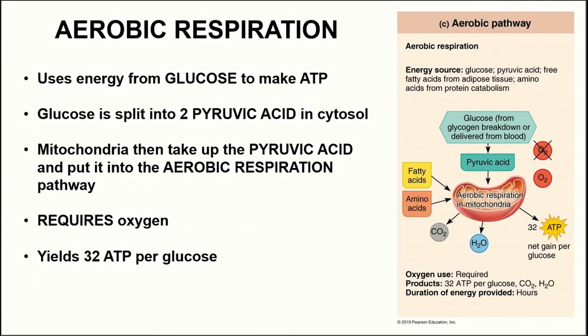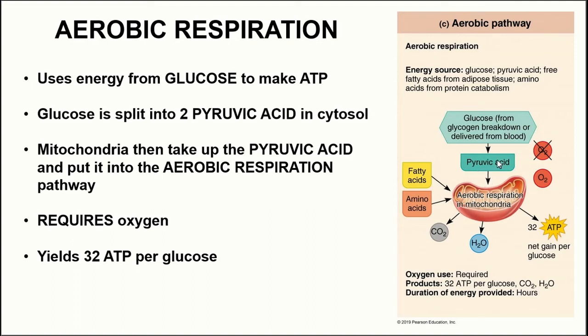So last but not least, we arrive at the aerobic respiration pathway. You'll see kind of initially that this pathway looks very similar to anaerobic glycolysis because the first steps are the same. In this process, though, with oxygen present, the mitochondria end up using the pyruvic acid that's created from glycolysis, and the mitochondria can then make lots of ATP out of that pyruvic acid.